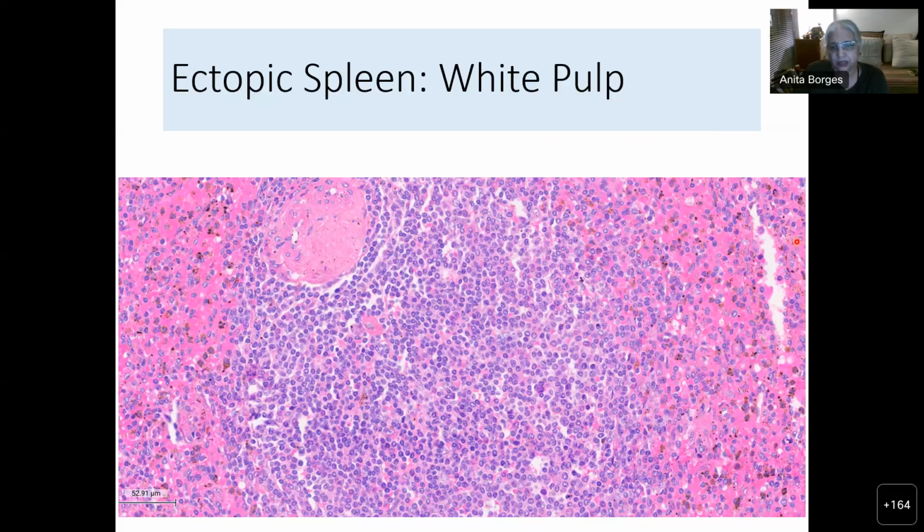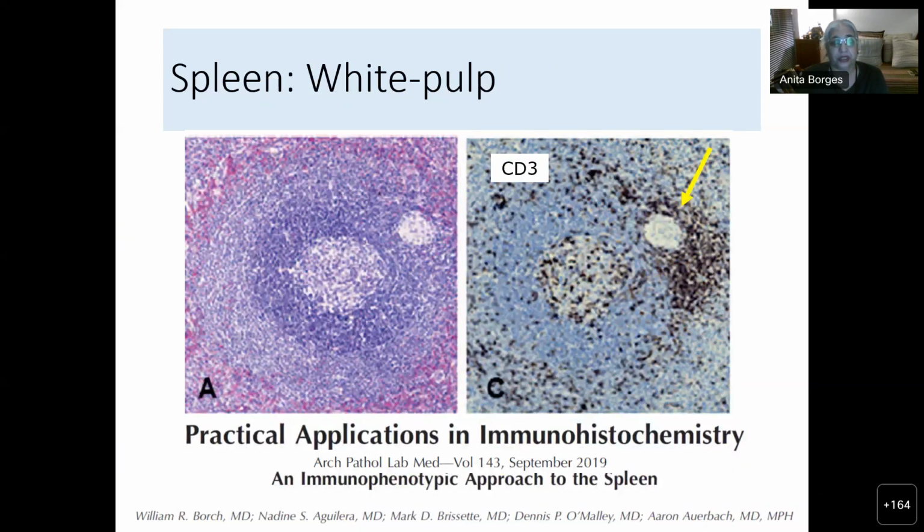There is so much blood that formalin pigment has deposited over there. Now, this is not this particular case because nobody thought to do a CD3. But when you do a CD3, you notice this. I just took it from an illustration which I have quoted over there. It's a nice article if you want to read it, an immunophenotypic approach to the spleen. I really think that he's excellent. He writes very well and he talks very well. That's Dennis O'Malley. So here is the arteriole.